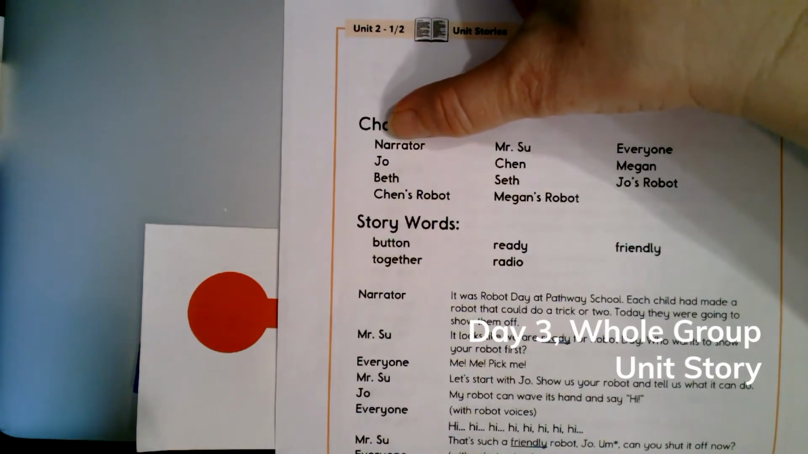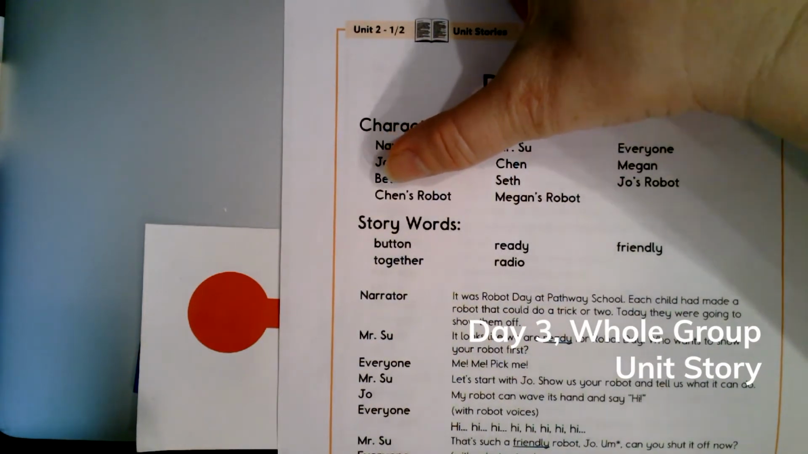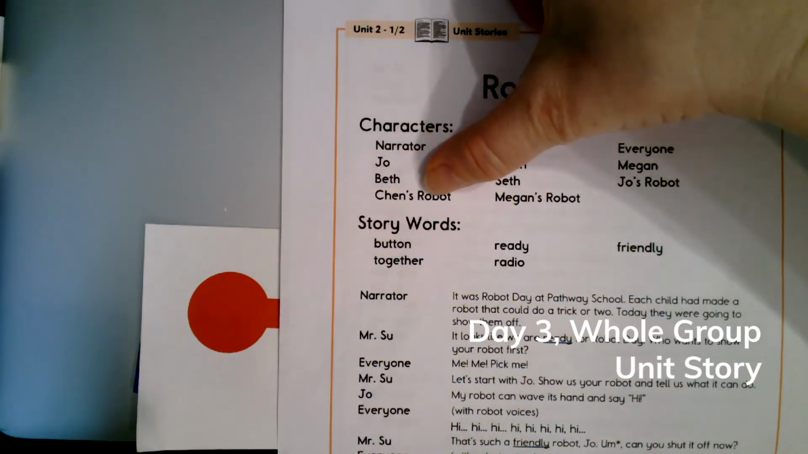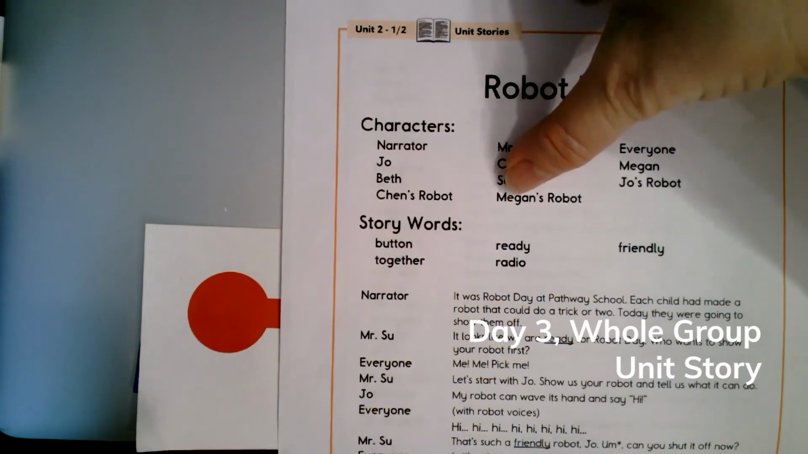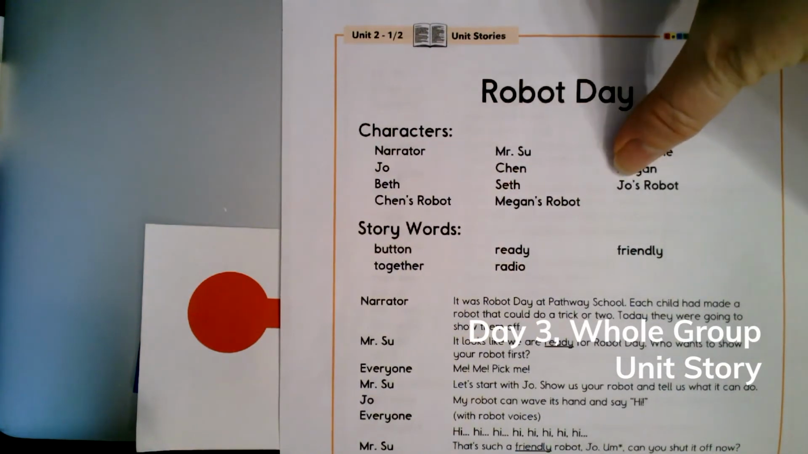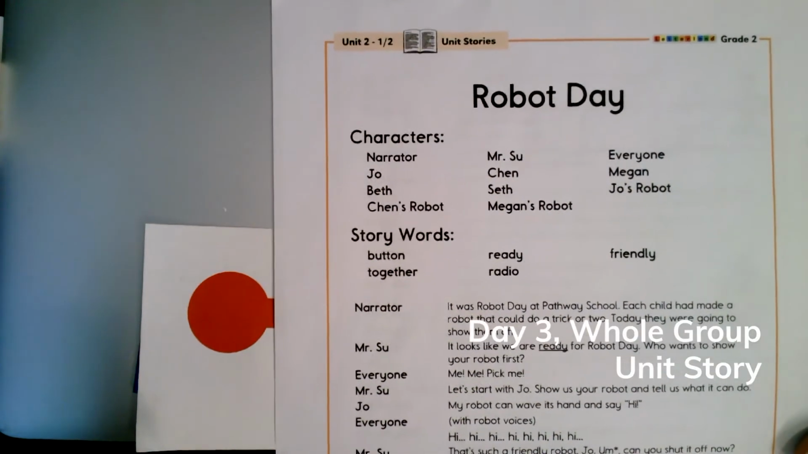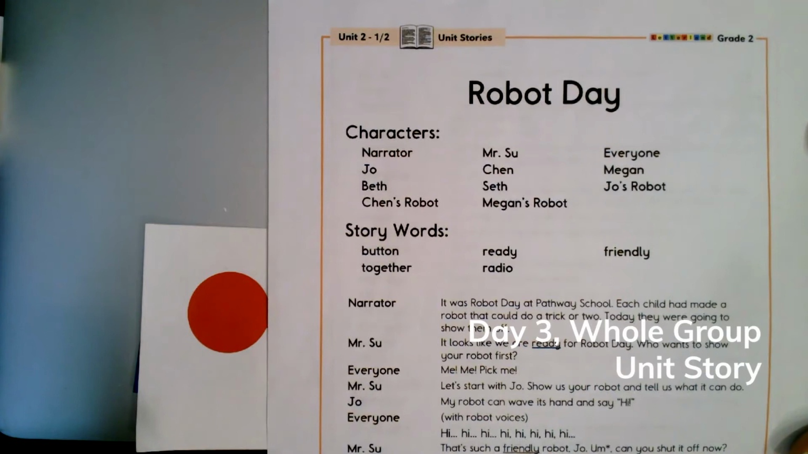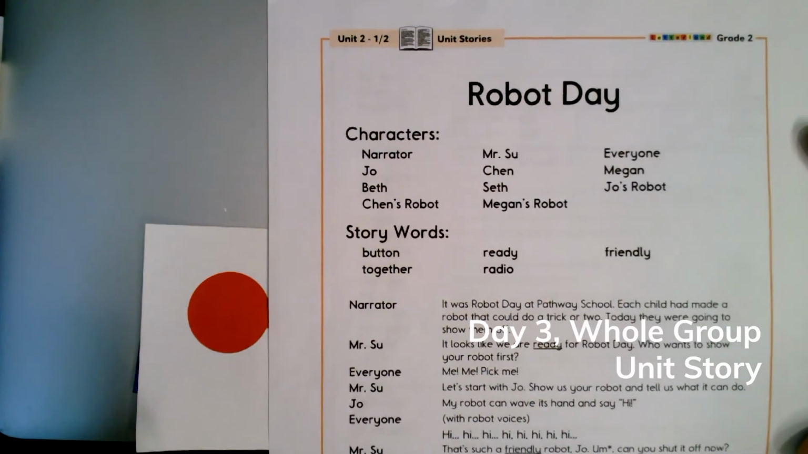We have quite a lot of characters in our play called Robot Day. We have a narrator. We have a character named Joe, one named Beth. We have one called Chen's Robot. We have Mr. Sue, Chen, Seth, Megan's Robot, Everyone, Megan, and Joe's Robot. Now our story is called Robot Day, so that means that there's probably a robot involved in our play, especially since we have 3 robots as characters.